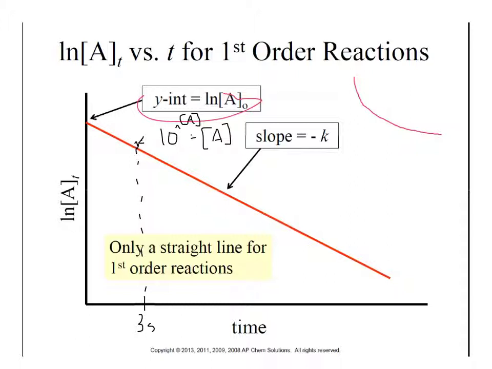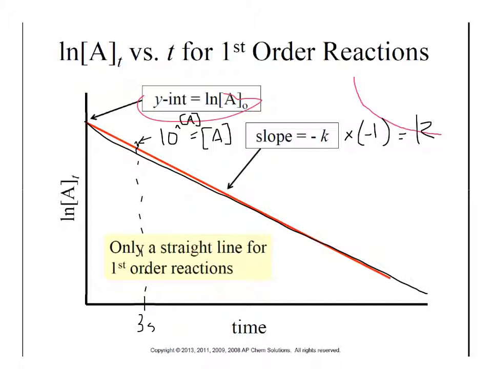Also, if we look at the slope of this line, so if we were to do rise over run, and we multiply that by -1, that would give us what the rate constant is, so what k is. So we can use this to find the rate constant k. We can also use this to find the concentration at any given time.